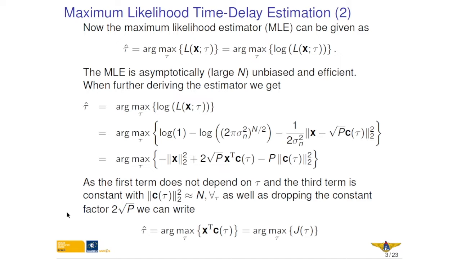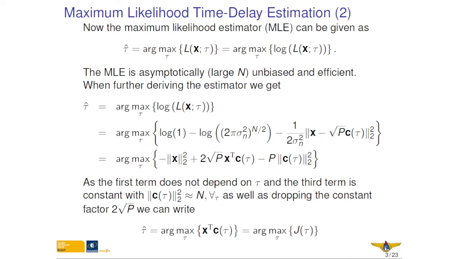The first term is also not dependent on tau. We can also drop this, and we can also drop these factors here, 2 and square root of p. I'm sorry, and we arrive at the final result, which is very simple and also expected. This is the cross correlation function. So we calculate cross correlation with respect to tau, and we look for which tau this cross correlation is maximum. And then this tau is our maximum likelihood estimate for the time delay.